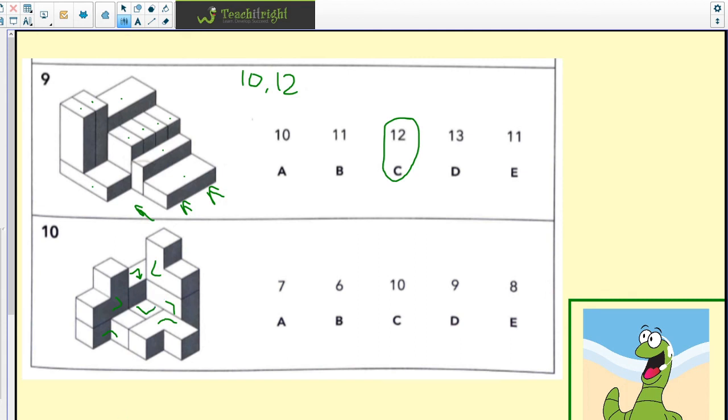So do I need to add any new ones? No, I don't. I think it's just all the blocks I can see. So 1, 2, 3, 4, 5, 6, 7.